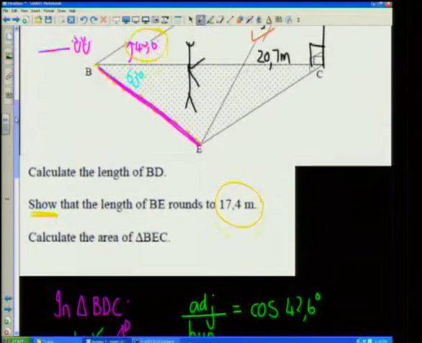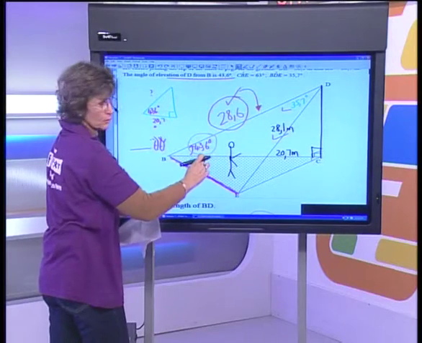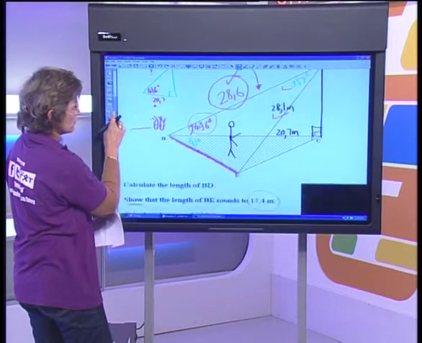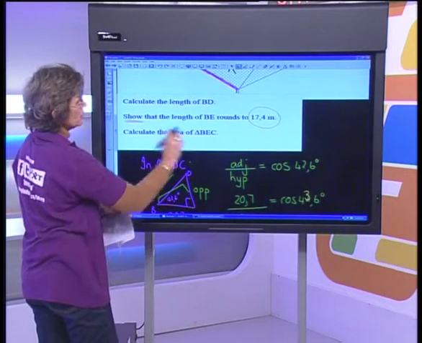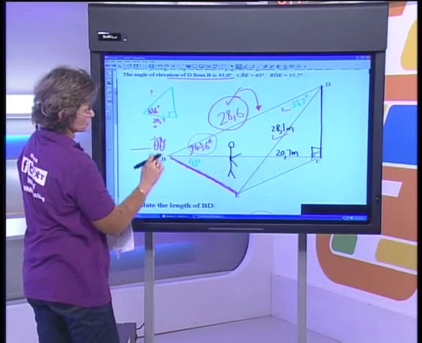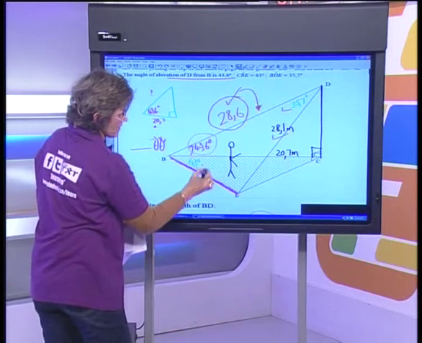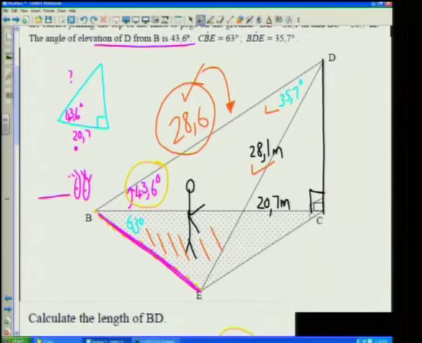Right, let's recap. The first question used the right angle triangle. The second question used cos rule. All right, now let's see what the third question says. Calculate the area of BEC. So BEC. So now, guys, we are looking at this area down here.